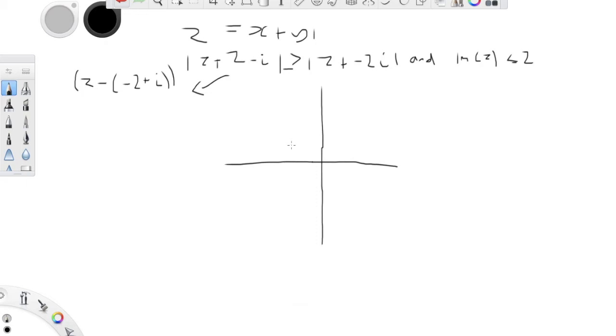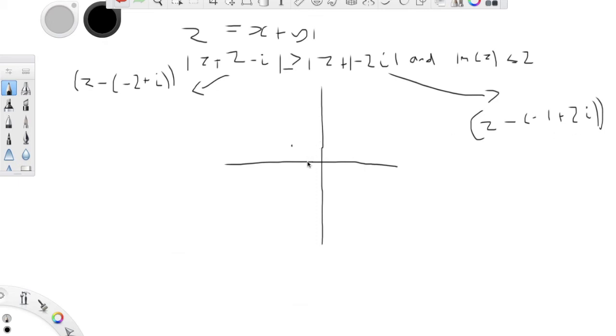And it's greater than z plus, let's draw this over here. Hang on, I haven't written this out right. Oopsie. z plus 1 minus 2i. So that's z minus negative 1, and then plus 2i. There we are. Cool, that's our second point. Negative 1 plus 2i is our point here, so we'll put it up here.